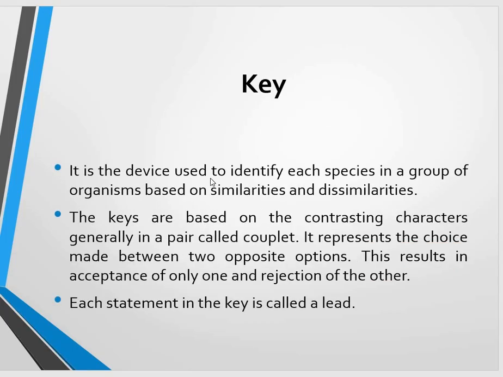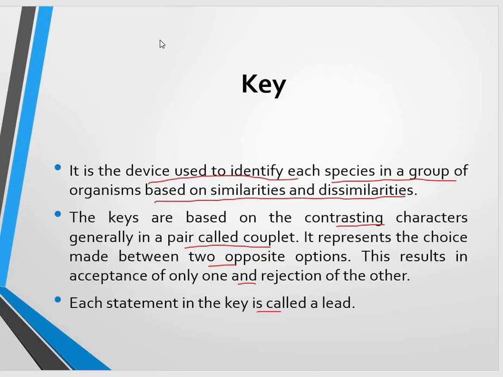Again, a key. It is a device used to identify each species in a group of organisms based on similarities and dissimilarities. So a key is based on contrasting characters, which has a pair of statements. The pair is called a couplet. It represents the choice made between two opposite notions. This results in the acceptance of only one and rejection of the other. So each statement in the key is called a lead.